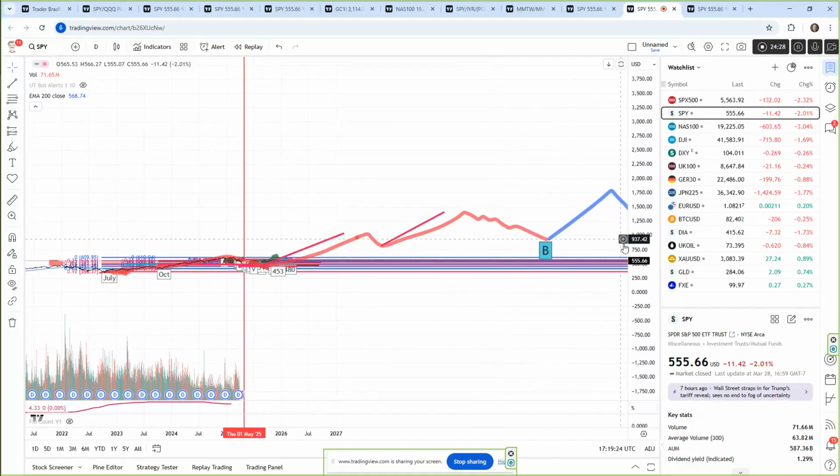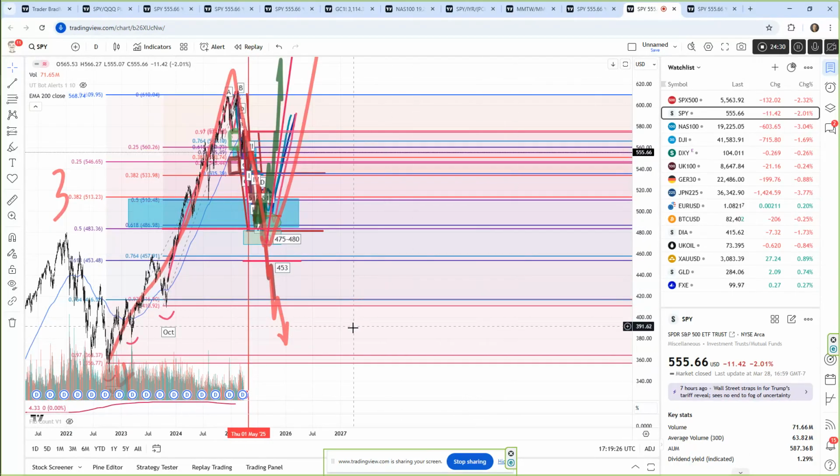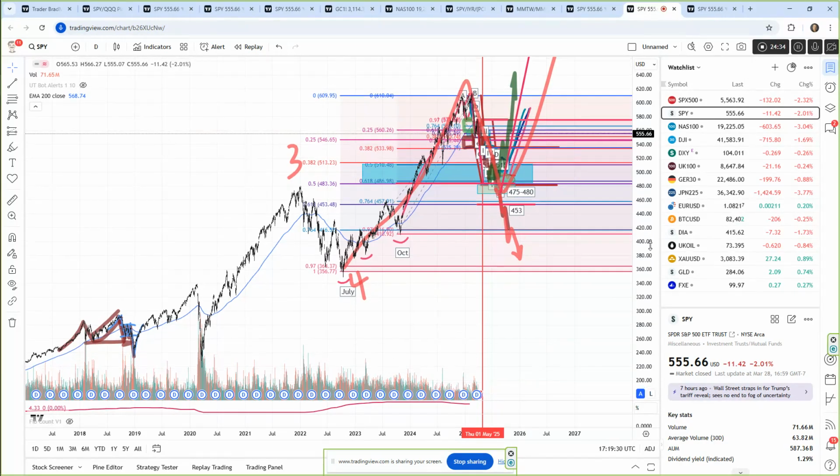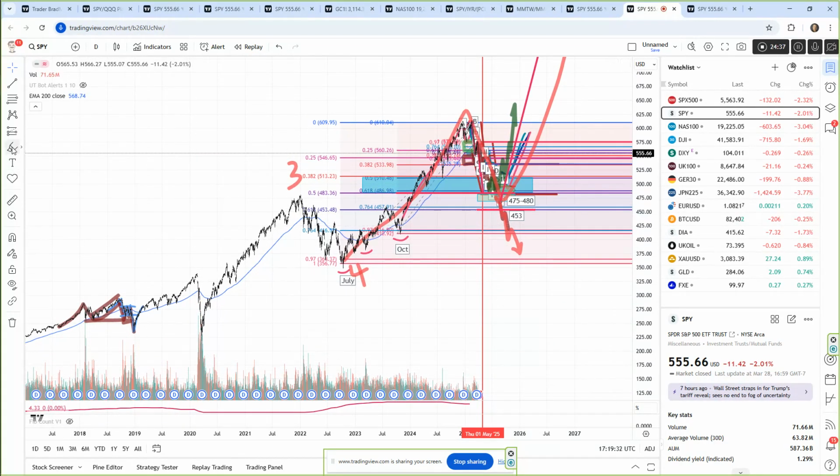Okay. All right. So I'm going to zoom back in here. I'm running out of time. Just pay attention to where we're at. This is a wave B pullback. So we're basically in a wave B pullback. This was A. We're looking to go into C, which should shoot straight up. And that's why I think we're going to have to come down and find this 475, 480 low, and then rip higher.